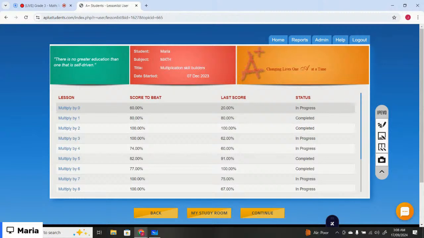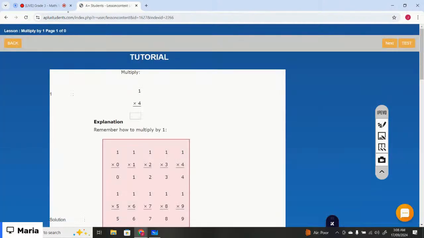The next lesson is multiply by 1. Let's just start with the next lesson. So for the 1, whatever number you are multiplying with 1, the number stays the same. 1 times 4 is 4, right? 1 times 4 is 4.